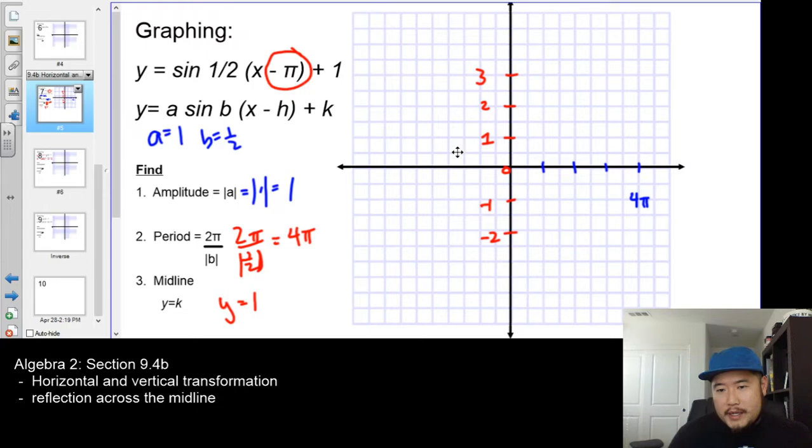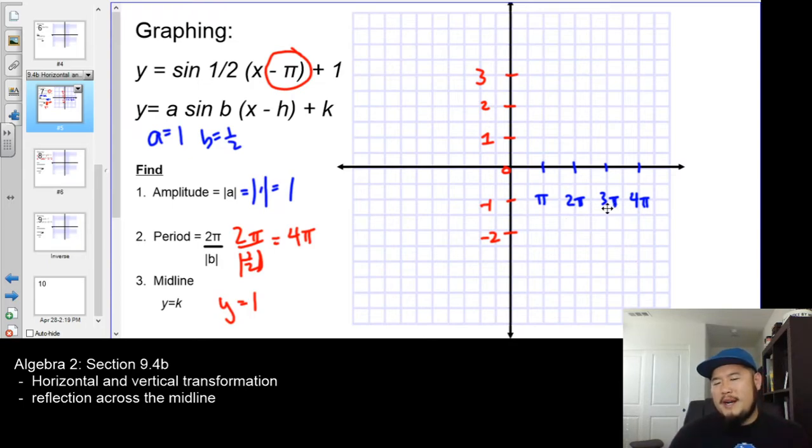And then to find the rest of our intervals, remember the first hash mark will represent 1/4. So if I take 1/4 of 4 pi, that will get us pi. This is the halfway mark, so if I take 1/2 of 4 pi, we've got 2 pi. And then right here, if I take 3/4 and multiply it by 4 pi, then you're left with 3 pi.